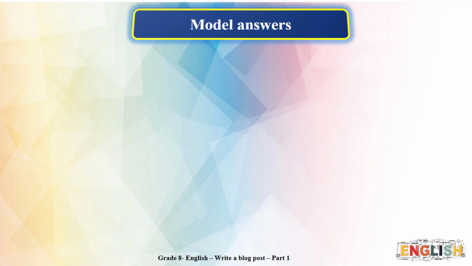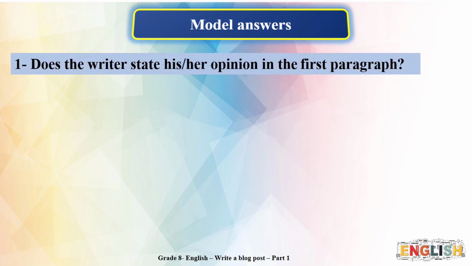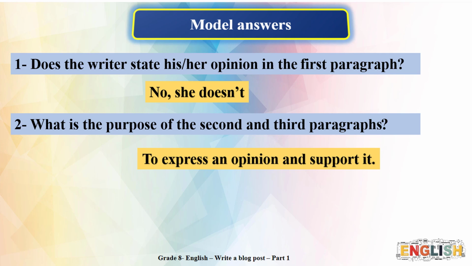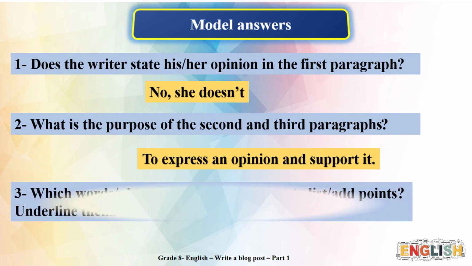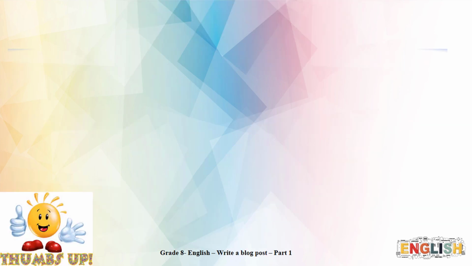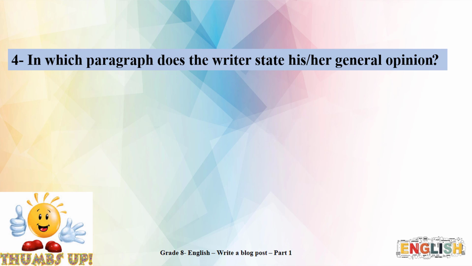Now let's check your answers, and let's start with the first question. Does the writer state her opinion in the first paragraph? No, she doesn't. What is the purpose of the second and third paragraphs? The correct answer is to express an opinion and support it. The third question: which words or phrases does the writer use to list or to add points? Underline them. The answer is first, second, what's more. Question number 4. In which paragraph does the writer state her general opinion? The correct answer is in the last paragraph.